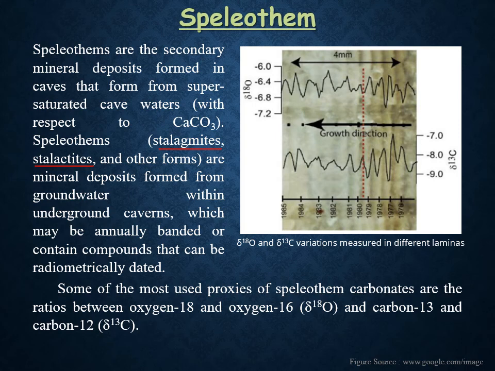And when this solution reaches a cave, as the partial pressure of carbon dioxide within the cave is relatively low, that drives the precipitation of calcium carbonate from that solution. So the deposition of cave carbonates definitely indicates the variation in partial pressure of carbon dioxide in that environment.